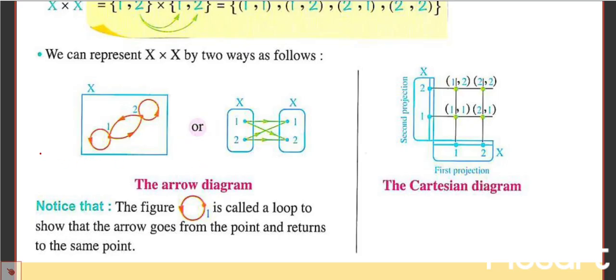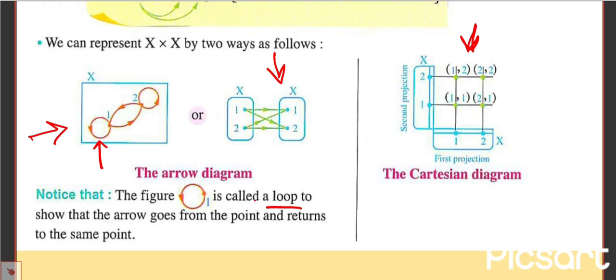Now you know this arrow diagram. You understand this kind of arrow diagram. And you know this. This is easy. And you know this. By the way, this is called a loop. You know that this is called the loop. Is it clear? Yes. Yeah, keep going.